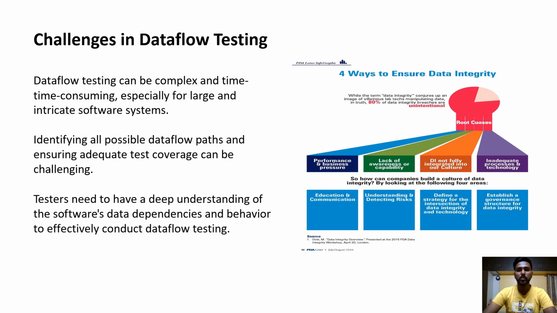The four ways to ensure data integrity are performance and business pressure, lack of awareness or capability, DI not fully integrated into our culture, inadequate process and technology.